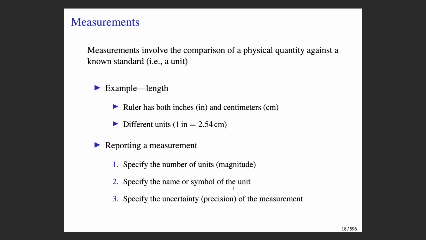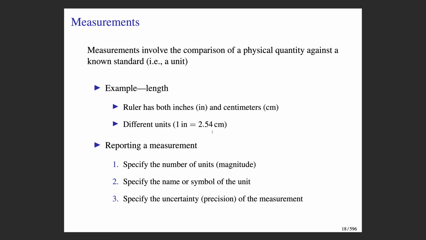You can take length as an example. So suppose you were using a standard US ruler. It has both inches and centimeters listed on the sides, and so these are two different units. Okay, they both measure length, but they're not equivalent to one another. In fact, 1 inch is about 2.54 centimeters, and this relationship is what we will call a conversion factor, and we'll be using a lot of conversion factors in chemistry.